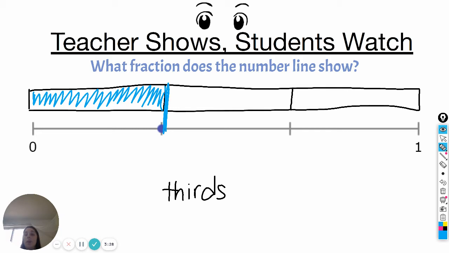So these are shaded and stop at the same place, so they represent the same fraction. So what fraction is that? Well, how many pieces did we have to shade? We shaded 1 piece, right? Just this one. Or on the number line, we only hopped 1 time.